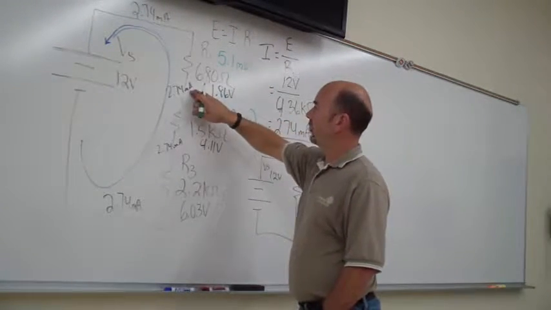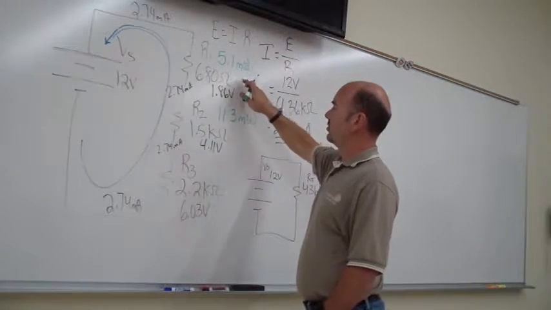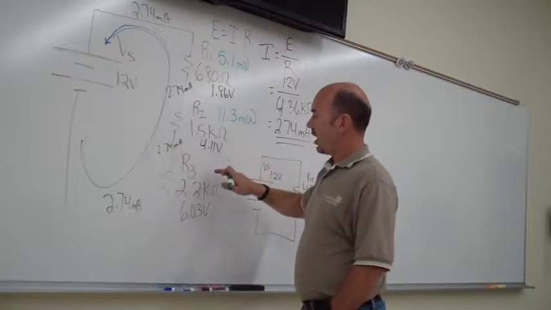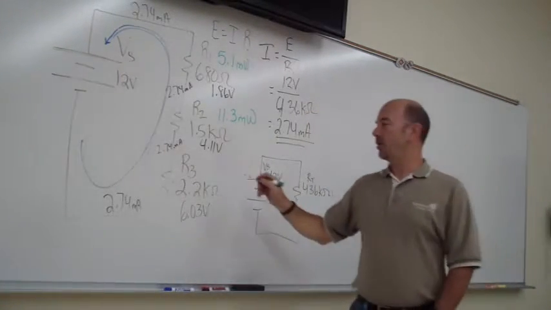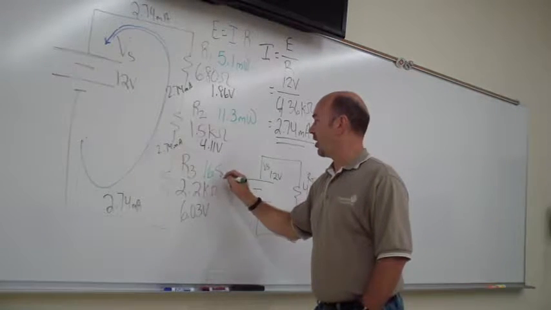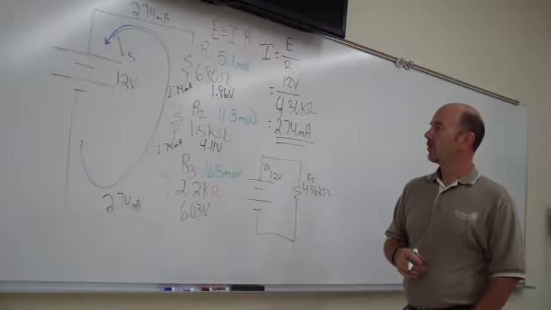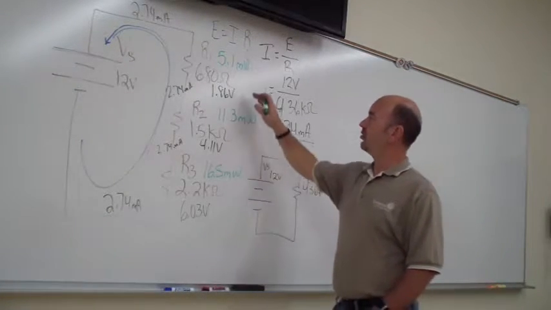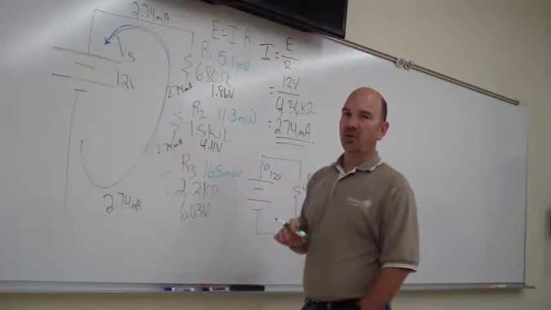That makes sense. I've kept the current the same, increased the resistance, which means my power dissipation must have increased. And the same thing here. If I increase the resistance once again, keeping the current there, I'm going to see 16.5 milliwatts. Right? Fine and dandy. I could use a quarter watt resistor here, a quarter watt resistor here, a quarter watt resistor here. No problem.